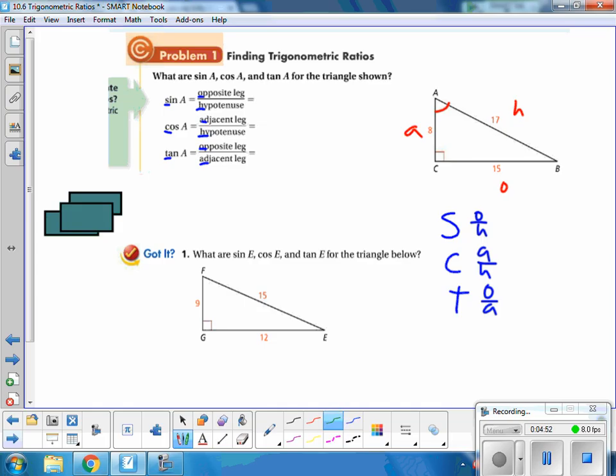So let's go ahead and find the sine of A. Okay, that is the SOH. So for sine of A, I need the opposite leg, which is 15, over the hypotenuse, which is 17.